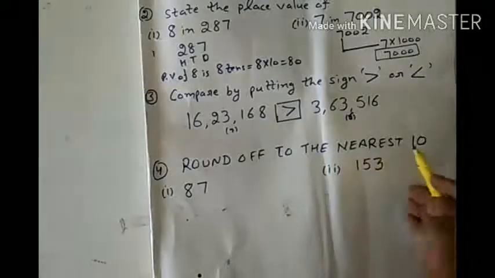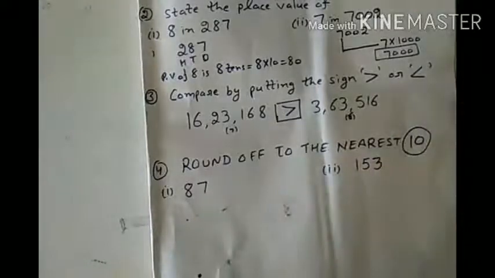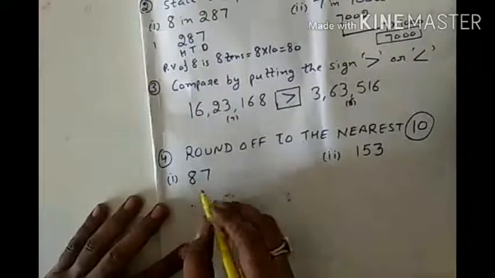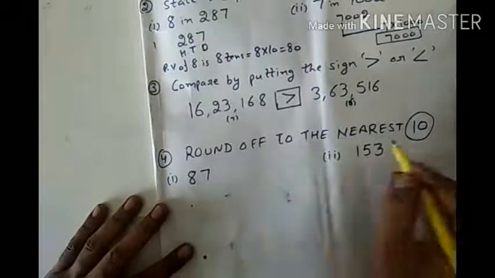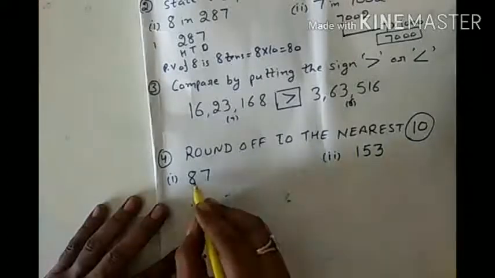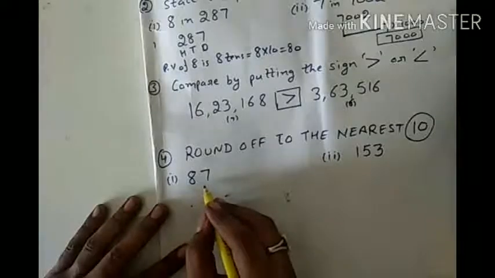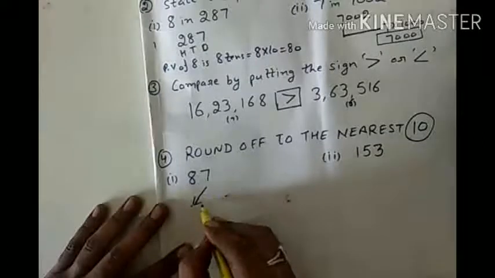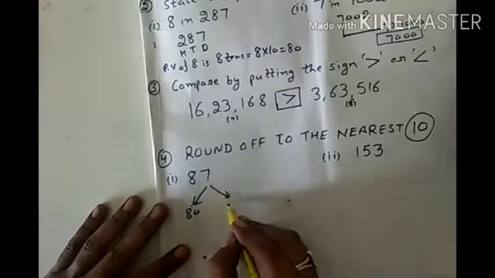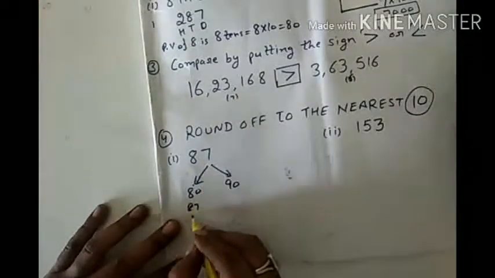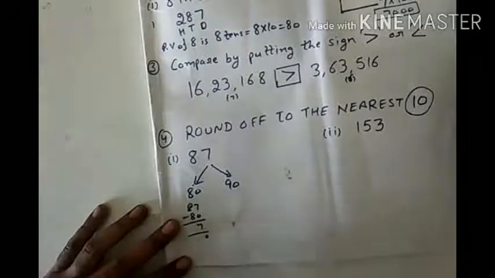Now, round off to the nearest 10. To which numbers? 87 and 153. Now, we will adopt two methods. So, 87, and we have to find the nearest 10. The nearest tens multiples of 87 are 80 and 90. Now first I adopt the subtraction method. I will subtract 80 from 87, the answer is 7.